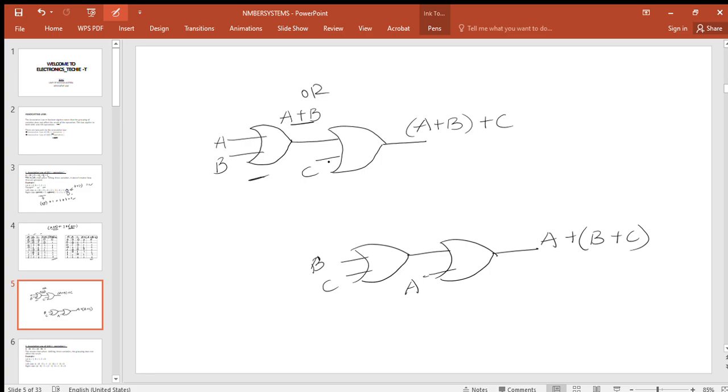And this A plus B is combined with C. So that's why you can use another OR gate, and the other input will be C. So the output result will be (A plus B) plus C. And another equation is A plus (B plus C).